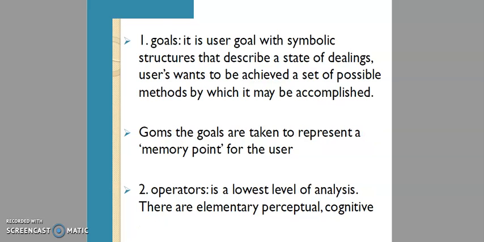First is goals. These are the user's goals. It is a user goal with symbolic structure that describes a state of affairs the user wants to achieve, and a set of possible methods by which it may be accomplished. Second is operators. Operator is the lowest level of analysis.